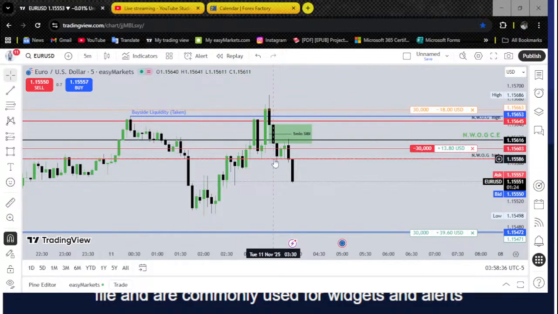When this candle came with a displacement, that means this is a shift in market structure after the swing low is taken. These two are a series of order blocks, these two green candles. I placed my stop loss above the order block, a bearish order block. When the market came here, I got in around here.